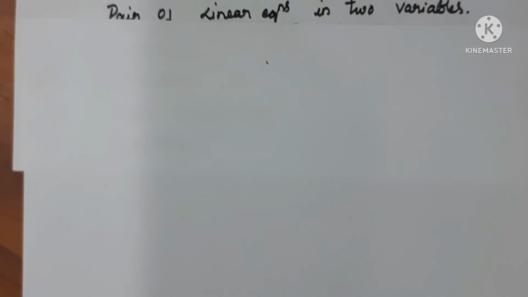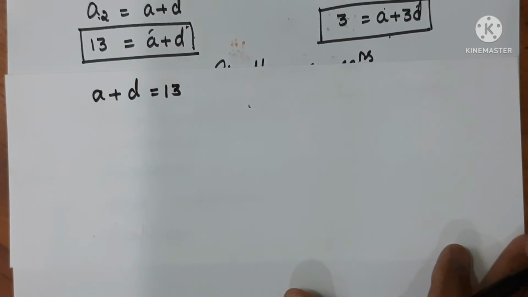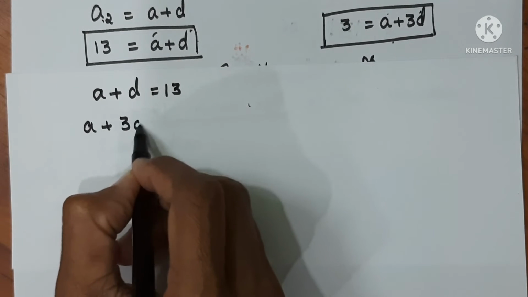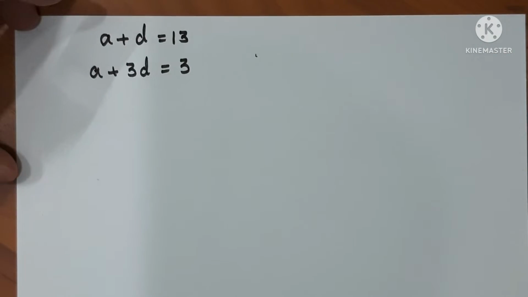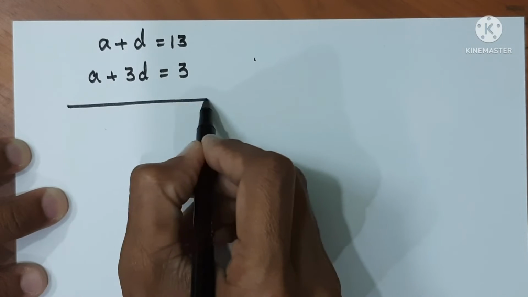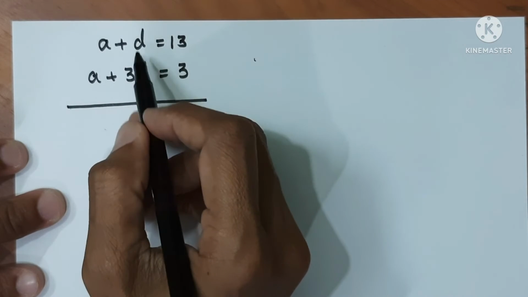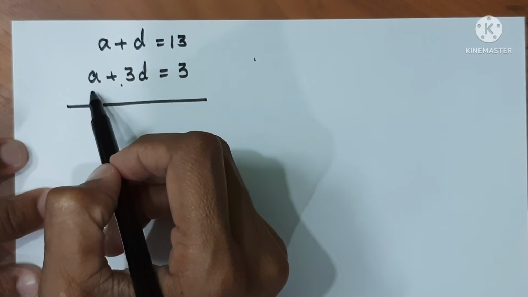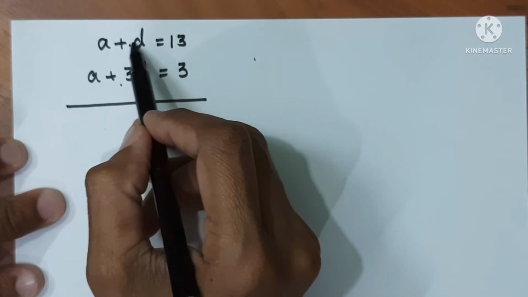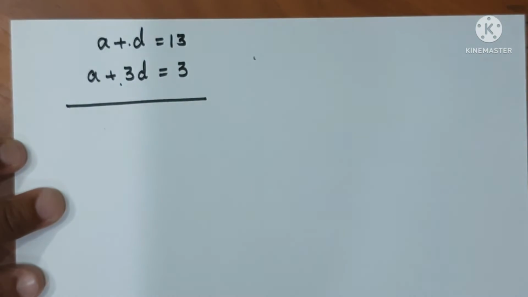Here the two linear equations are, now we can write the first one as a plus d equals 13 and the second linear equation as a plus 3d equals 3. These two are a pair of linear equations. Here we are using the elimination method. In this method, we have to subtract or add the two equations in such a way that we eliminate one of the unknowns, one of the variables. If we add these two equations, we get a plus a is 2a and 1d plus 3d is 4d. We cannot eliminate the variable, so we have to subtract these two equations.